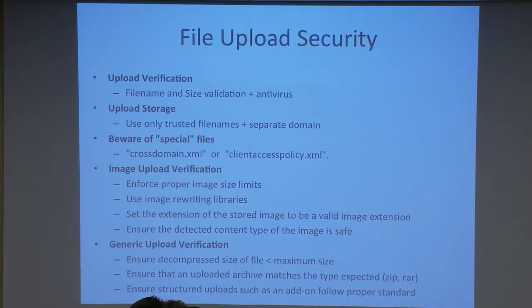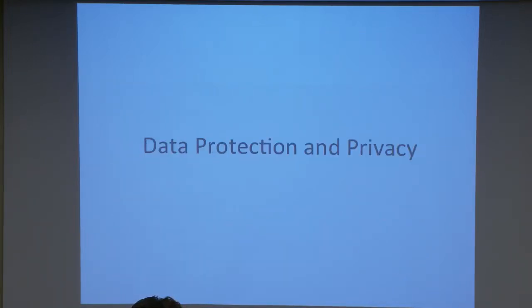We also want to do something called image rewriting. Never trust an image a user uploads to you. Use an image library like GD+, or the ImageMagick library. Load the image, change it by 1 pixel, rewrite it. If any of that fails, it's not a valid image. So these are techniques we can use to do file upload security well. Let's talk about data protection and privacy next.